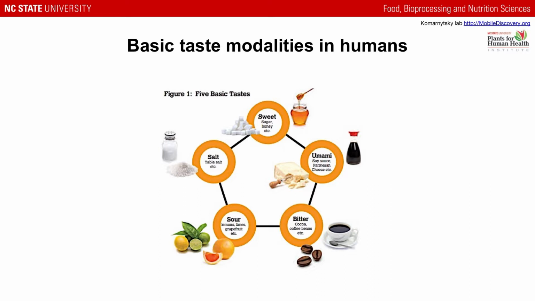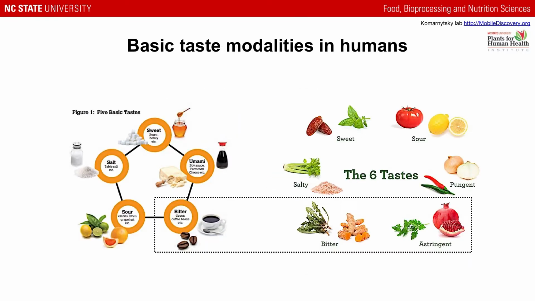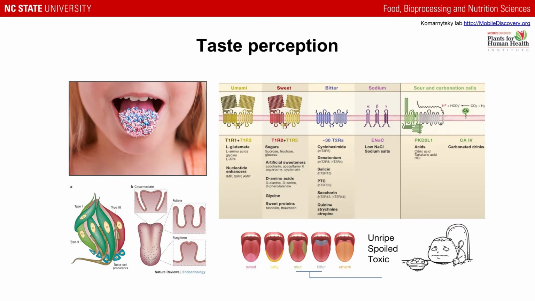So some people say five. And they are sweet, salt, umami, sour, and bitter. Some people say six. They take the bitter taste and split it into bitter and astringent. How do we perceive the tastes? Okay.